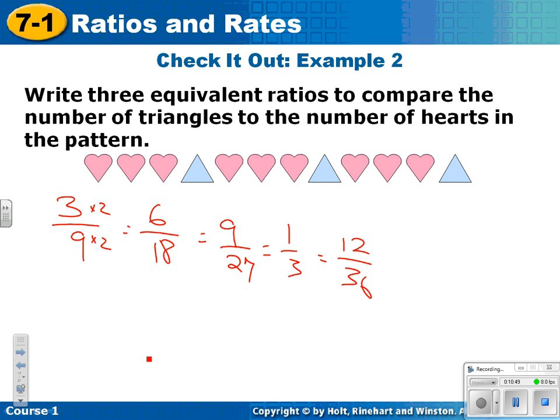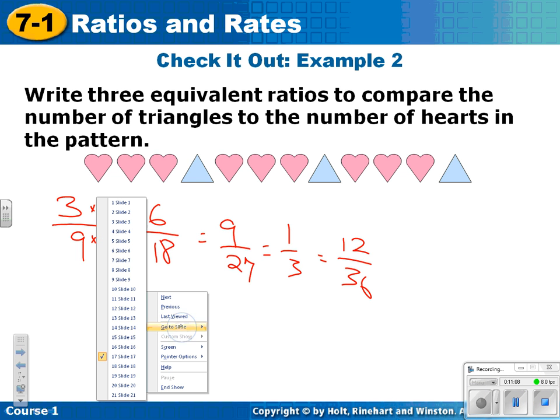It's just like the fractions. Multiply top and bottom by the same number, okay? That's equivalent. So now we've talked about how to find a ratio. We've talked about equivalent ratios. The next thing I want to talk about is rates. Rates are a little bit different, but rates are very important to us.